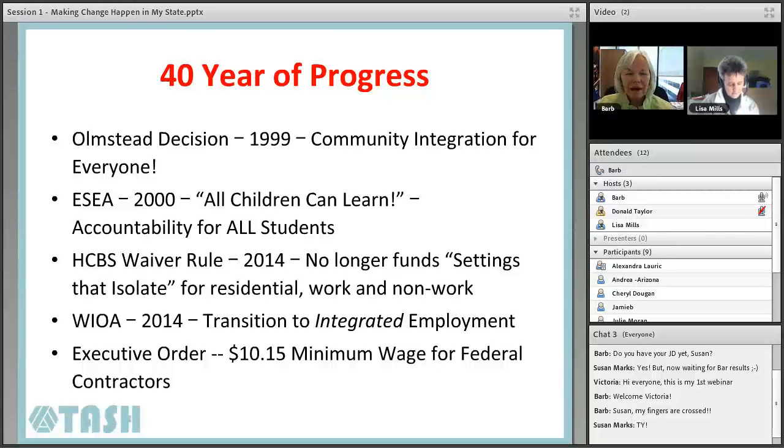So then in 1999, the Olmstead decision, which was made by the Supreme Court, which was the result of a federal lawsuit based on Title II of the ADA. So the Olmstead decision really underscored and enforced the community integration mandate of Title II of the ADA.